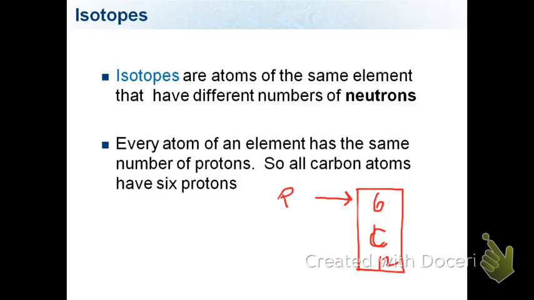So all carbon atoms have 6 protons. That's the definition. But not all carbon atoms are going to have the same number of neutrons. So that's what an isotope is. Same element, in this case carbon, but different number of neutrons. So if you look at all the different carbon atoms, they're not all going to weigh the same.